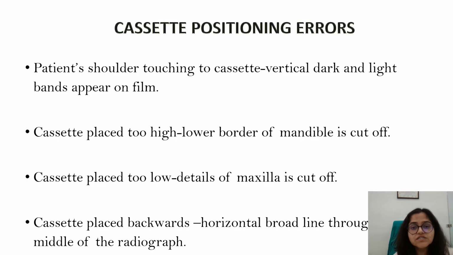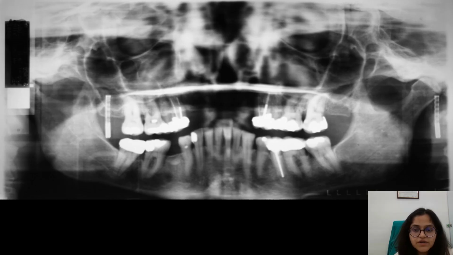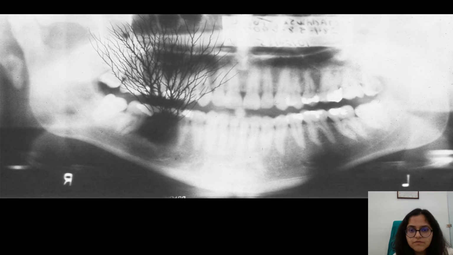Then next is the cassette positioning error. If the patient's shoulder touches the cassette vertically, then vertical dark and light bands appear on the film. If the cassette is placed too high, then the lower mandible of the patient will be cut off. If the cassette is placed too low, then the tail of the maxilla is cut off, and if the cassette is placed backward, then a horizontal broad line will pass through the middle of the radiograph. You can see these are the cassette errors.